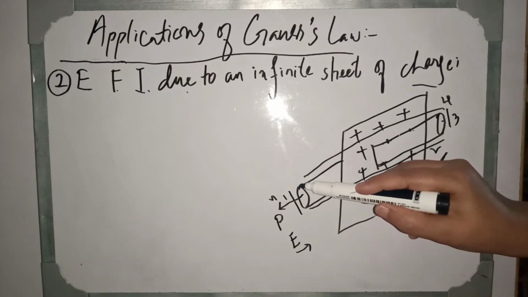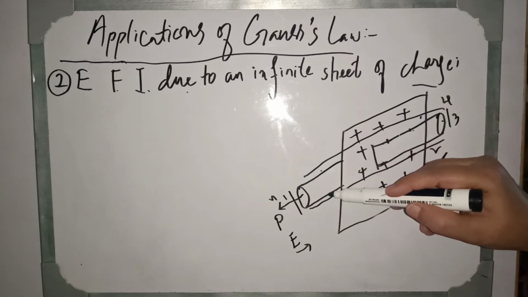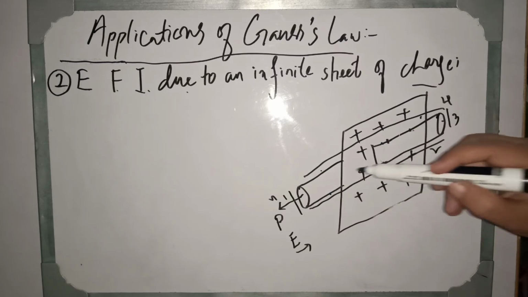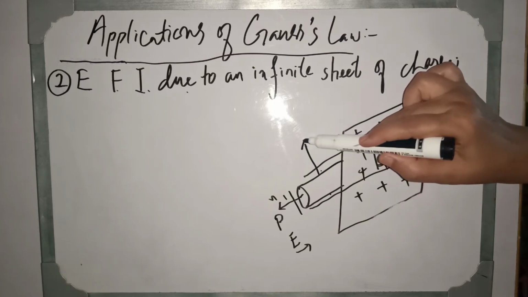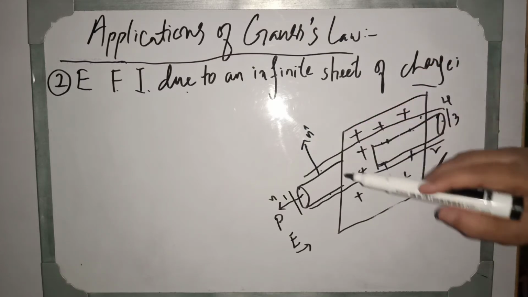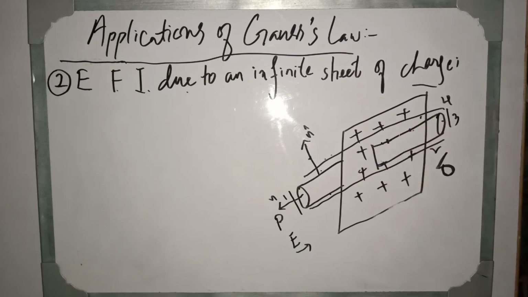Whereas for these two surfaces, surface number 4 and surface number 2, the normal is in this direction, and for this normal the direction of electric field is just perpendicular to the normal of the surface.